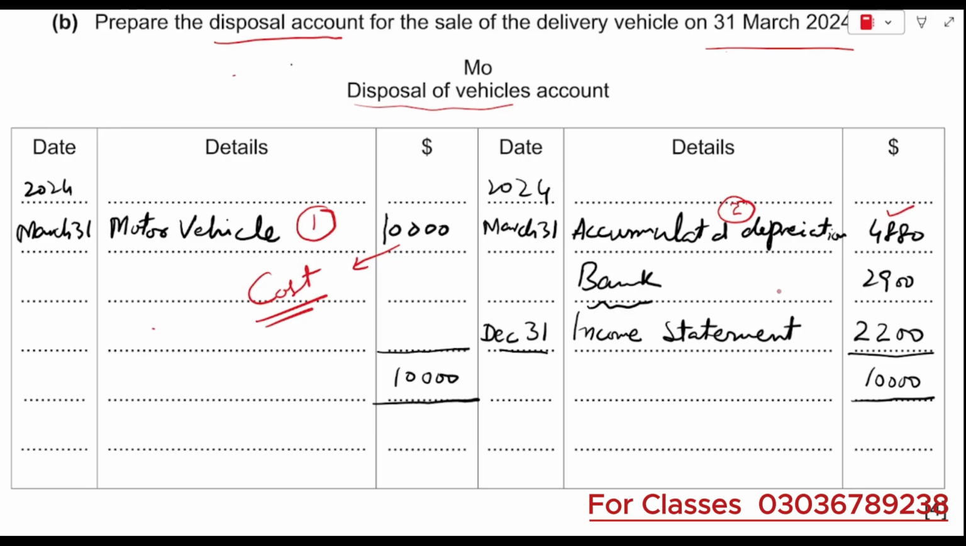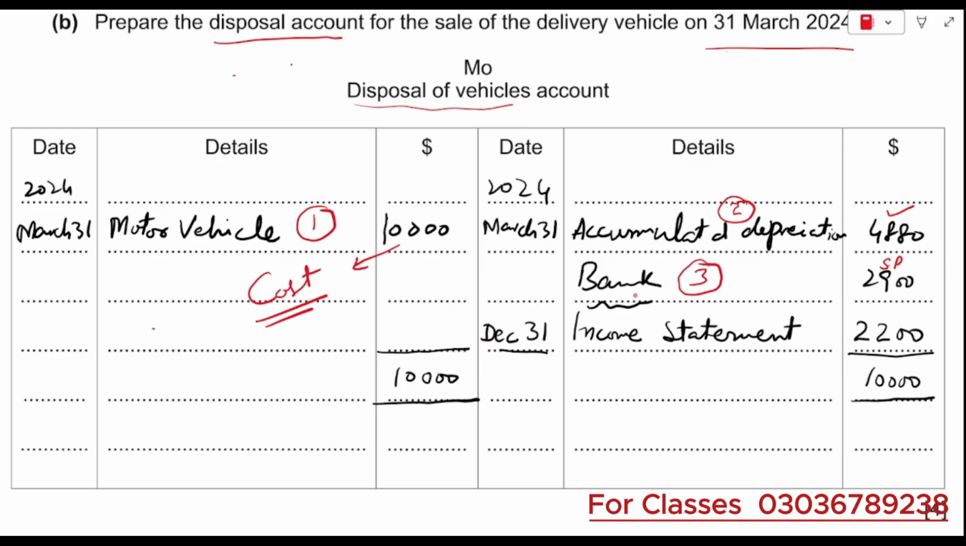$4,880. But the third entry is bank, cash or accounts receivable, meaning for how much our asset has been sold. Our asset has been sold for 2,900 here. This is the selling price of this asset.